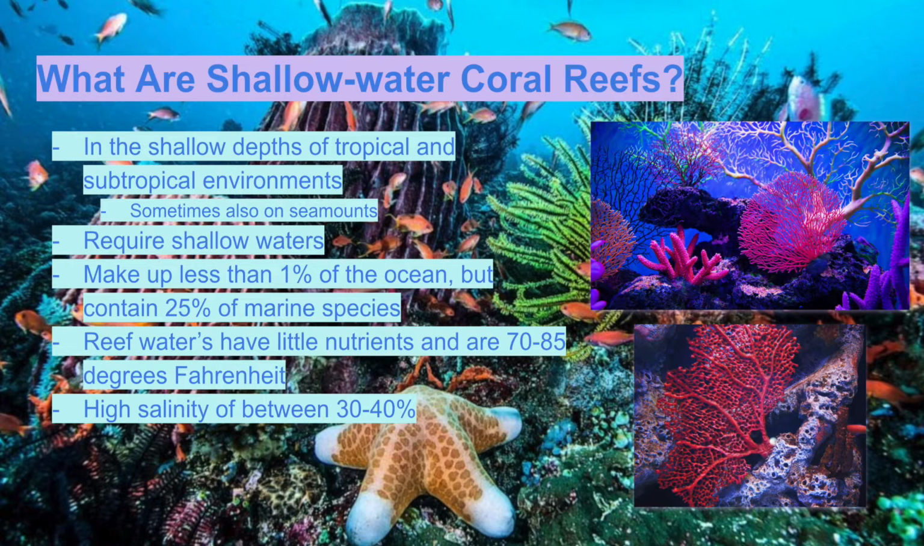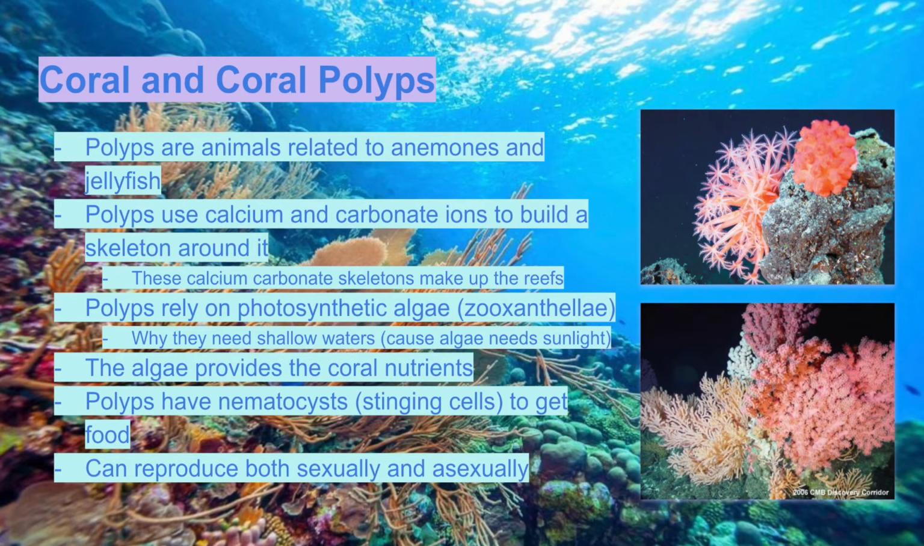They have few nutrients in the water and are 70 to 85 degrees Fahrenheit, and they have a high salinity between 30 to 40%. So coral reefs are obviously made up of coral and coral polyps. Polyps are animals that are related to anemones and jellyfish. They use calcium and carbonate ions to build a skeleton, and this skeleton is what makes up the reefs.